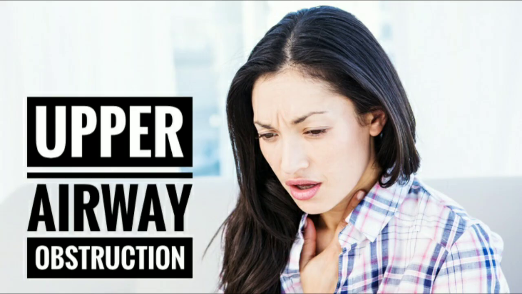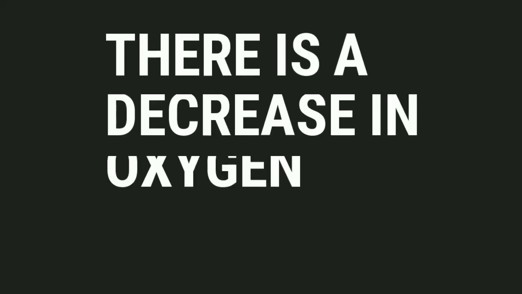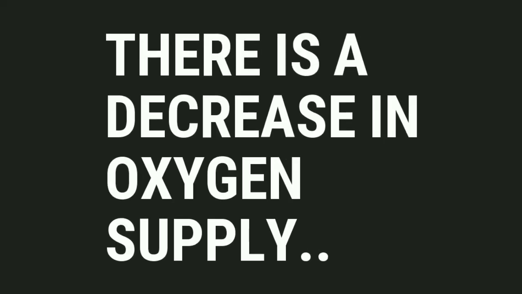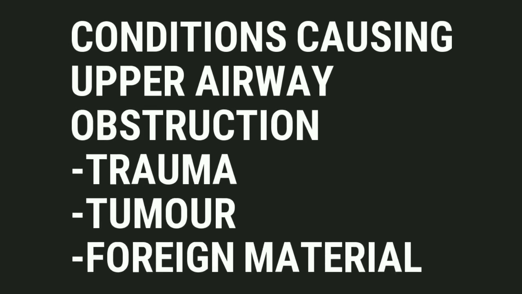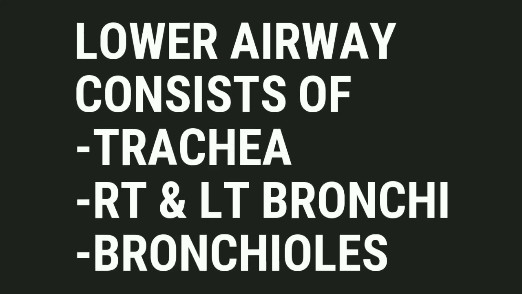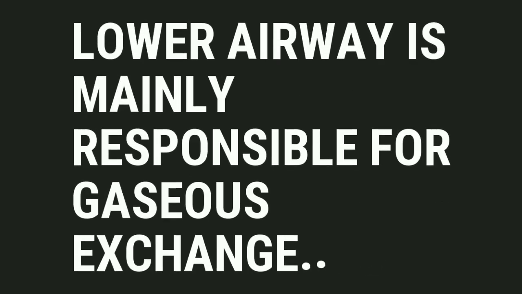When upper airway obstruction occurs, there is a decrease in the oxygen supply. Some conditions causing upper airway obstructions are trauma, tumor and foreign material. Lower airway consists of trachea, right and left bronchi and bronchiole. Lower airway is mainly responsible for gases exchange.